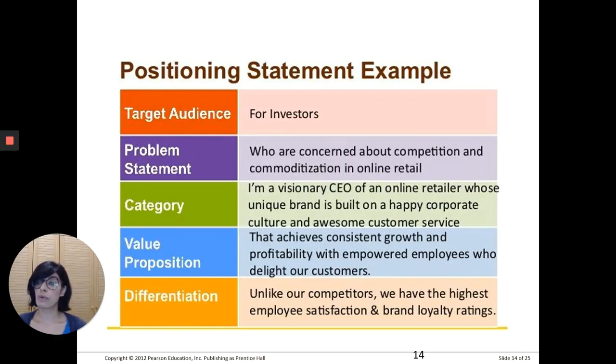So who is it for? It's for the investors. What does it do? Okay, it achieves consistent growth and profitability with empowered employees who delight our customers. And how is it different to the market? Well, unlike our competitors, they have high employee satisfaction and brand loyalty ratings, which means investors will know exactly what they're investing in and why it's different to other competitors on the market.